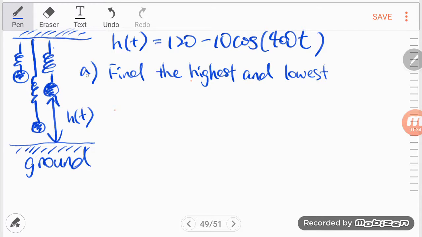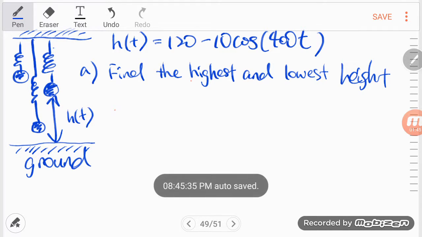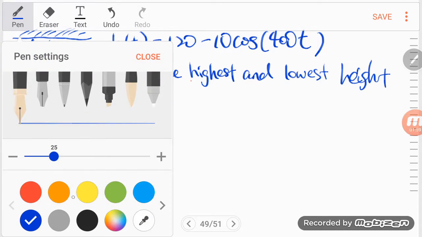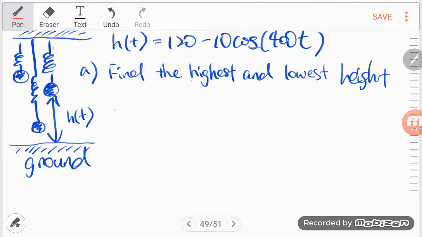Okay, which is something that we need to find for part A, because they want us to find the highest and the lowest height. Okay, so how do we do this? We should be able to answer this without a calculator. Okay, so how? Now, if you think about this, I have cosine of 400t.